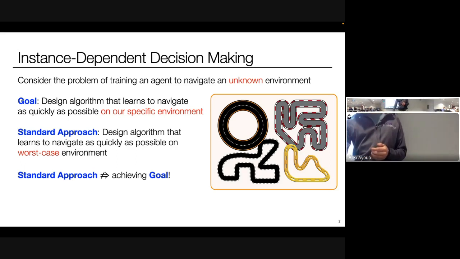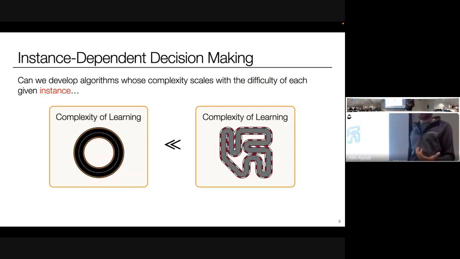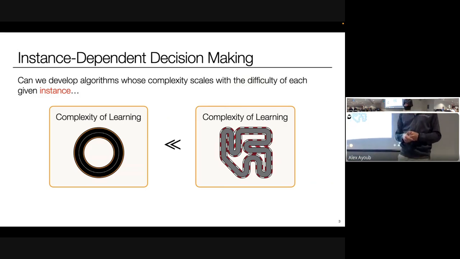And so what we really want to think about is developing algorithms whose complexity scales with the difficulty of each given instance, right? In particular, with these road examples, a circular road presumably is much easier to learn on than this much more complicated road with all these turns. So we would like an algorithm where the complexity of learning on the simple road is significantly less than the complexity of learning on the more complicated road, and that it also scales reasonably to the more complicated road, but really takes into account this instance-dependent nature in how it's learning.